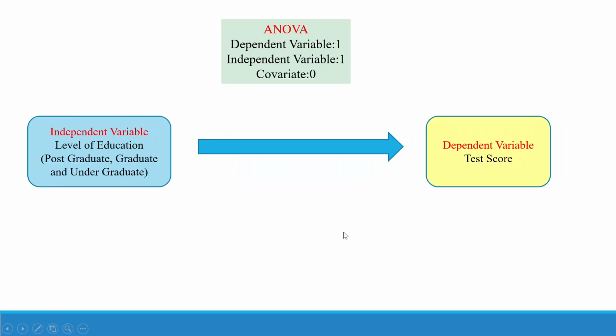Before we proceed further, let's understand the family of ANOVA. We start with the basic ANOVA. The basic ANOVA requires one dependent variable, one independent variable, and zero covariate. So here, the independent variable is discrete, which is level of education, and the dependent variable is test score. The objective is to study the effect of level of education on test score. Basic ANOVA.